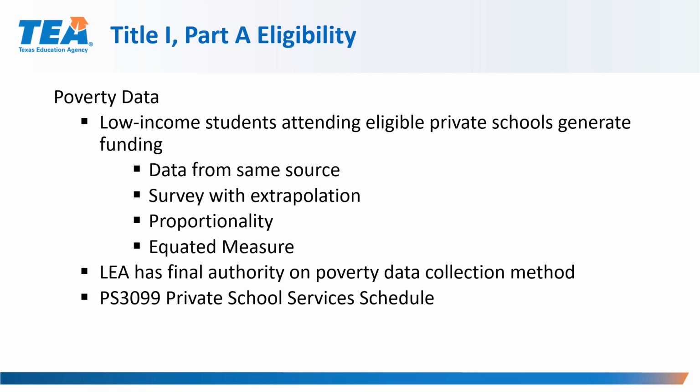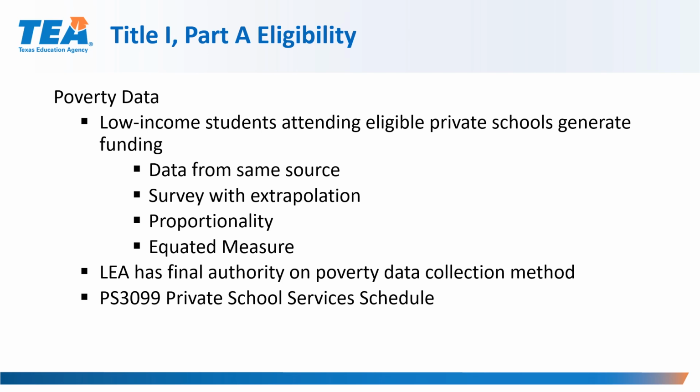For Title I Part A eligibility, on the PS 3099 private school schedule, the LEA is required to enter data which would generate funding for services for eligible private schools. The poverty data must be generated by using children ages 5 through 17 for both the public school and the private school.